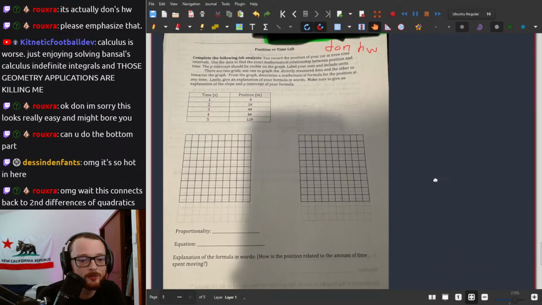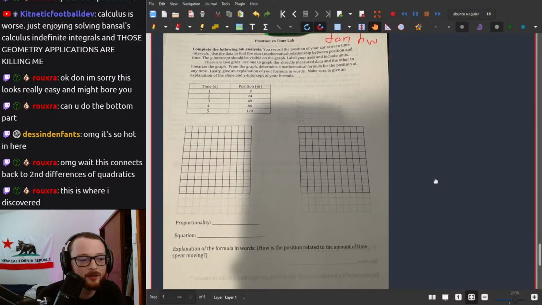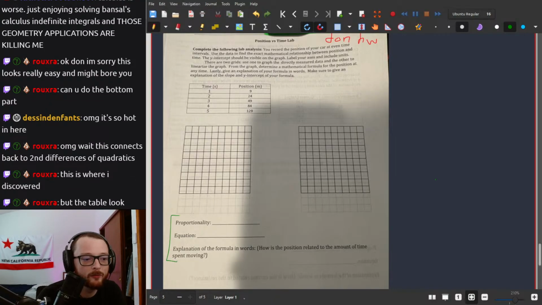Proportionality equation. Huh. A second difference of quadratic. I think that will be if it's like falling under gravity. This would be like a first difference. Is what I'm thinking. Okay, in order to do the bottom part, I do need to see what the top part is. Oh, that's what you mean.